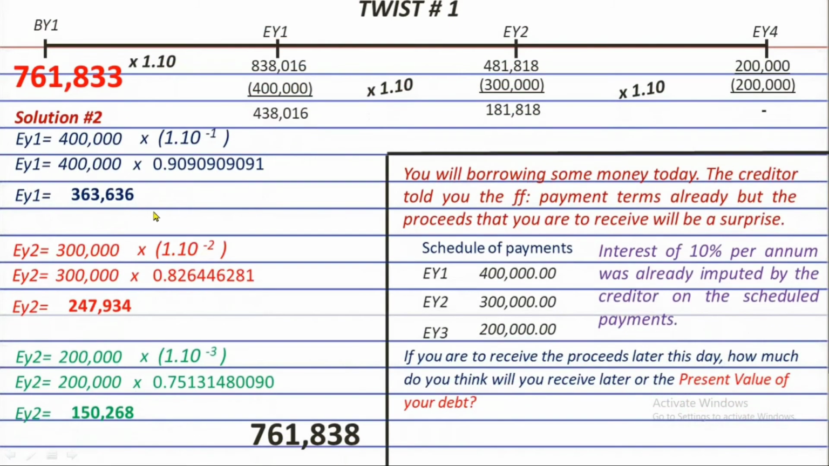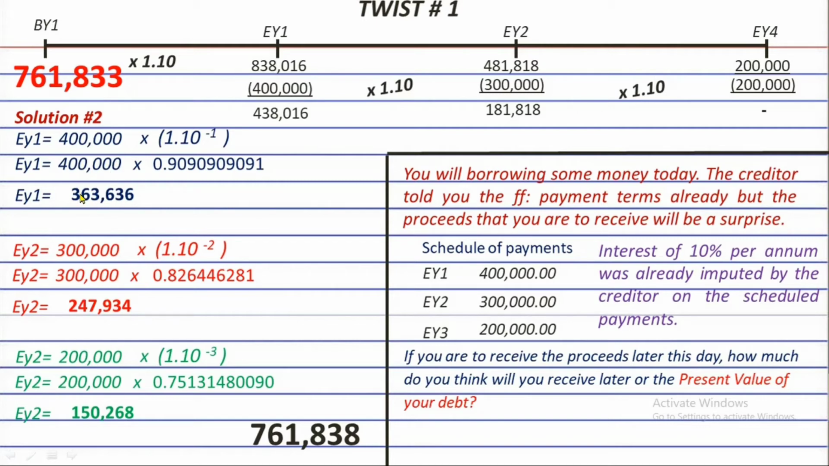So let's go back here and let's focus on this 400,000 first payment. Okay? So what we did here is find the present value of this 400,000 in this date or before 1 year. And the answer is 363,636, right? Now, what if it's reversed? What if this 363,636 is given and the 400,000 is not?